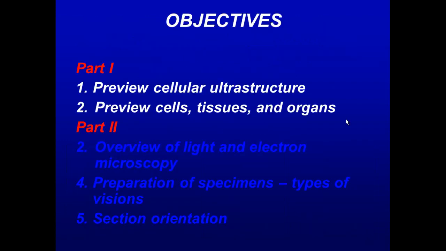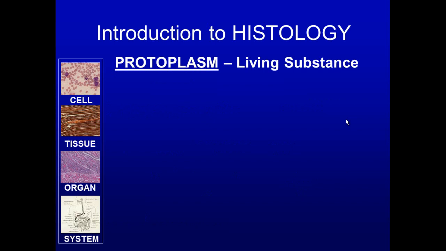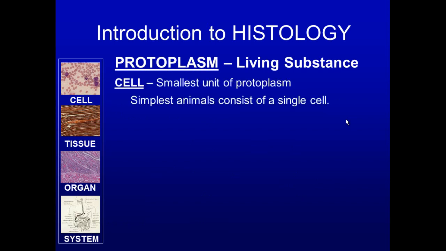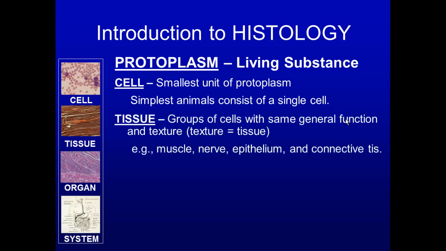Today we want to give a little preview of cellular ultrastructure, the fine components of cells, and preview cells, tissues, and organs. In Part 2, we'll talk about different types of microscopy, preparation of specimens, and section orientation. Now, protoplasm is living substance. The simplest unit of protoplasm is a cell. In fact, some animals only have a single cell. So the simplest unit of life is a cell.